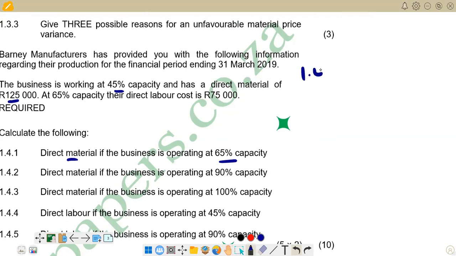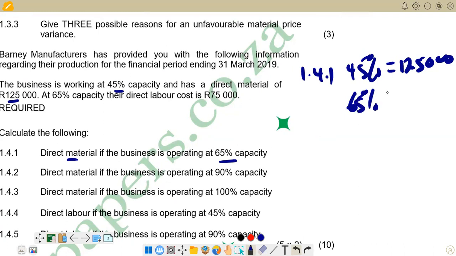So we are starting from 1.4.1. We are given in the explanation that 45% is equal to 125,000 rands, and then they are asking us for 65%. So obviously this is the figure that we want to find, so we can put a question mark there. If you put it in this form, it becomes simple for you to calculate. This figure 65% represents what you don't have, and then 45% represents what you have.